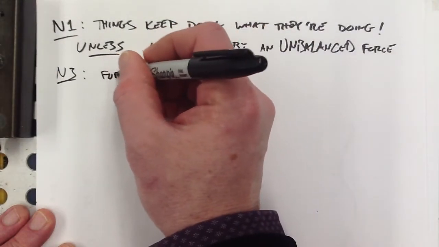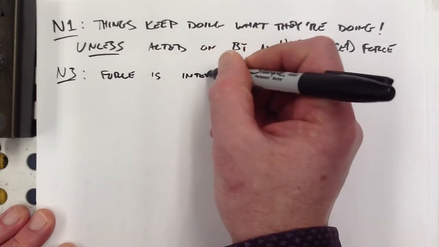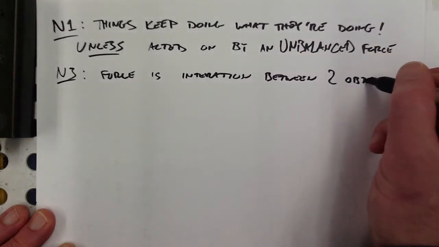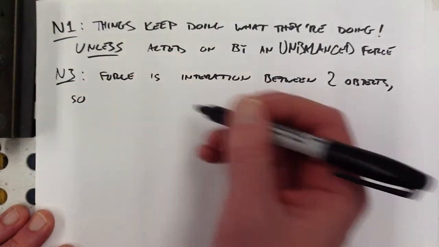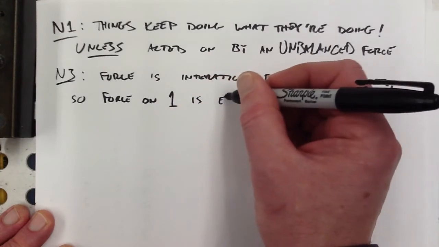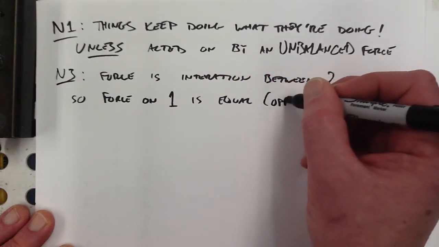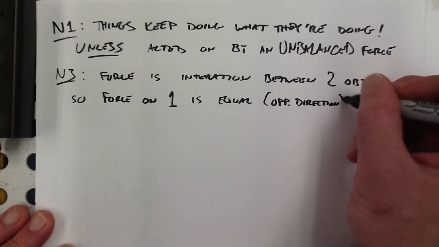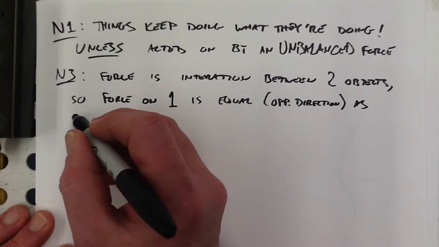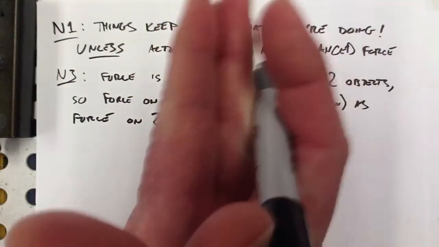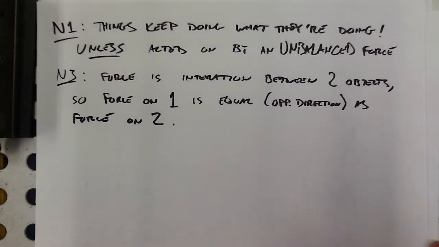So that's the one that says something like force is an interaction between two objects. So force on one of them is equal, but in the opposite direction, as force on one, or the other one, rather. So those two objects are interacting, then the force that they experience is exactly the same in magnitude. It has to be the same because there's only one force there. There's only one interaction, but opposite direction.